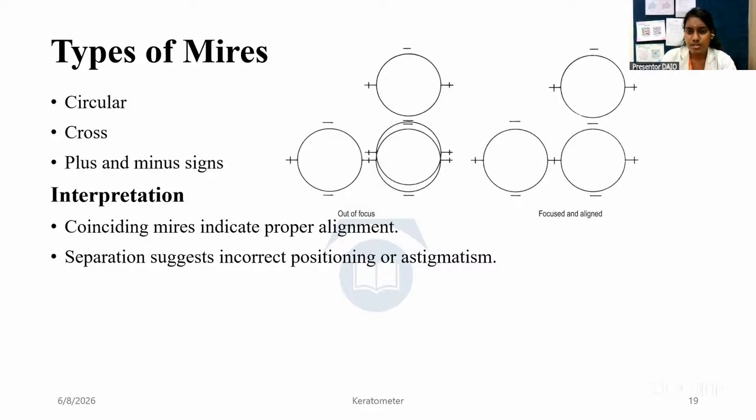So these two images show the Mires image. In the first, the minus and plus signs are not coinciding. It is not focused correctly, so this suggests incorrect positioning or astigmatism. The second image shows the plus and minus signs coinciding with each other, so this indicates proper alignment.